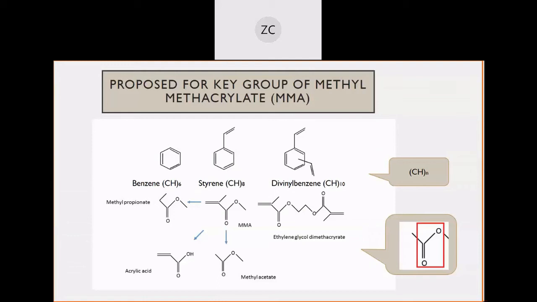So in my experiment, I would like to propose the key group of MMA, which is methyl propionate, acetic acid, methyl acetate, and ethylene glycol dimethacrylate as the key group of MMA. The reason for choosing these derivatives is because they are all basic vinyl monomers, which are usually used in the polymerization process.